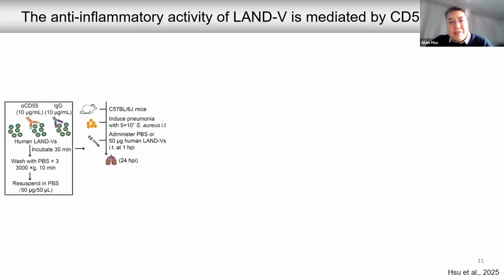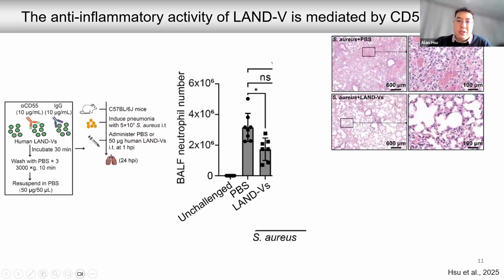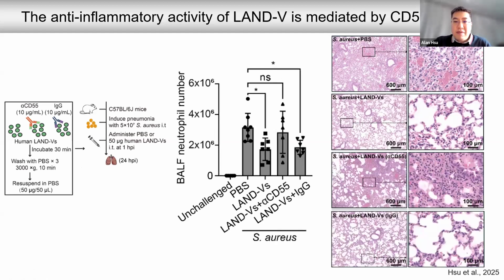So to see if this anti-inflammatory effect was mediated by CD55, we in vitro blocked CD55 or IgG, and then incubated these LAND-Vs and put them into our pneumonia model to see if they could still retain their anti-inflammatory effect. So obviously, when you put in LAND-Vs alone, you have this anti-inflammatory effect. However, when you pre-treat with anti-CD55, but not with IgG, you lose this anti-inflammatory effect, suggesting that the anti-inflammatory effect we saw was CD55 mediated.